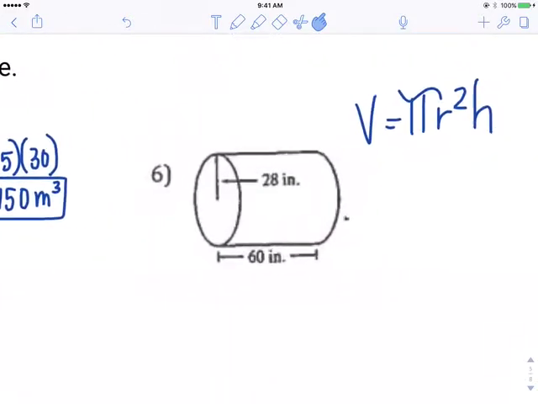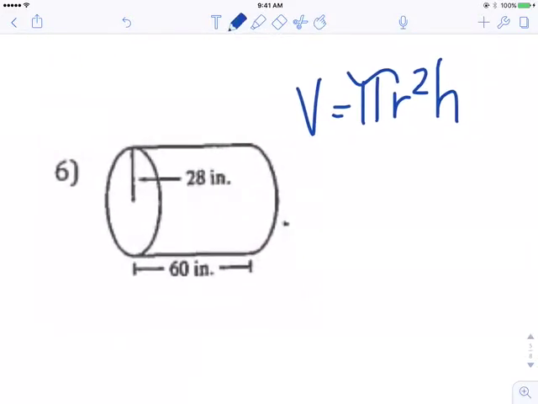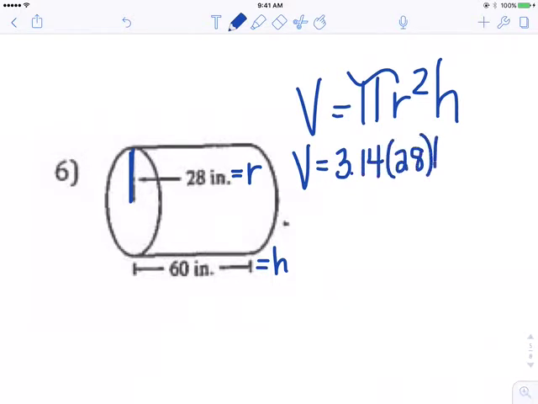So let's go ahead and identify all of my parts. I can see right here that they've given me the radius, because it's only half the distance across the circle. And then I have the height right here. So this one should be pretty typical. Volume equals 3.14. I'm squaring 28 because that's my radius, so I'm going to do 28 times 28. And then my height is 60.